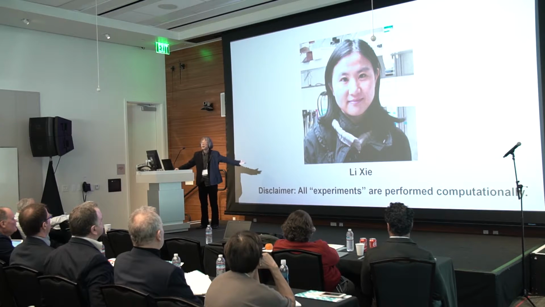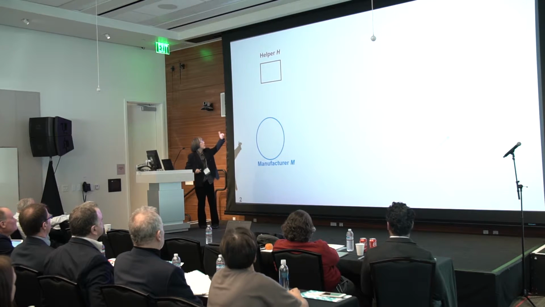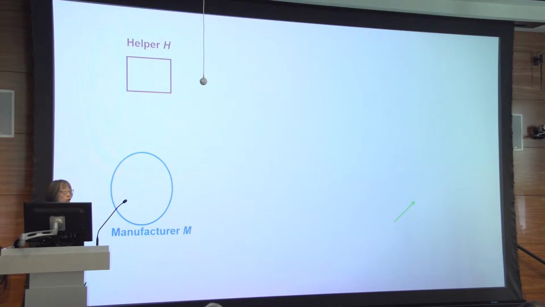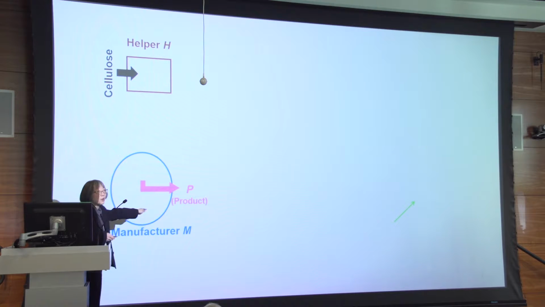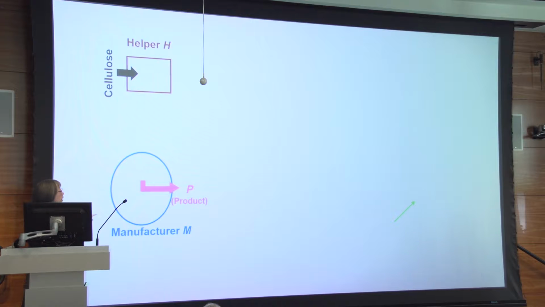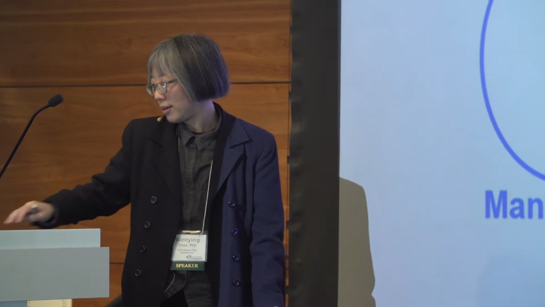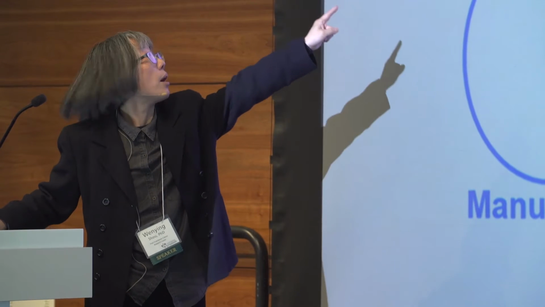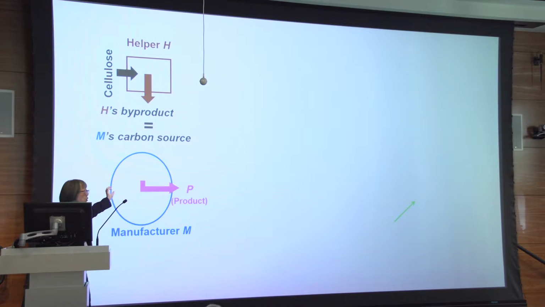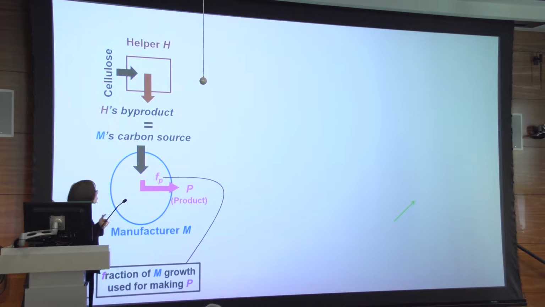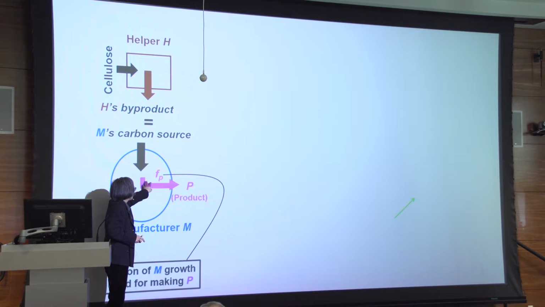So of course, there are many communities we can study, but at the start, we just want to focus on a two-species community of helper and manufacturer. They can convert, as I told you earlier, cellulose to a useful product, P. Now, helper, but not the manufacturer, can grow on cellulose. As helper digests cellulose and grows, it releases a byproduct, which happens to be the sole carbon source for manufacturer. And the manufacturer uses a fraction of this growth potential to make this product.